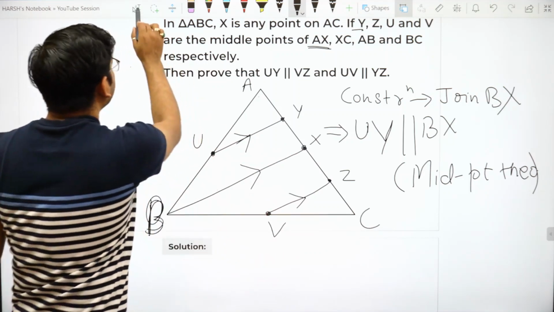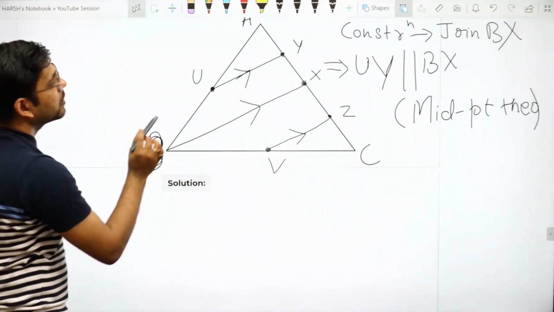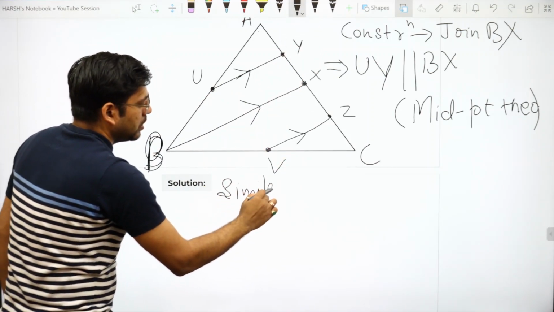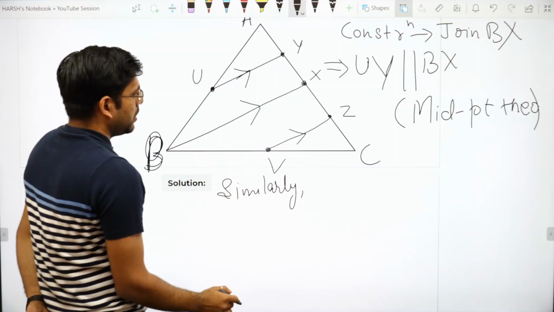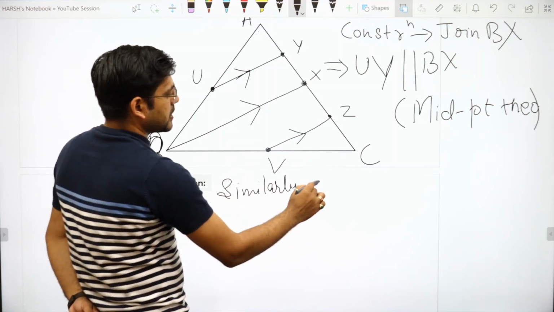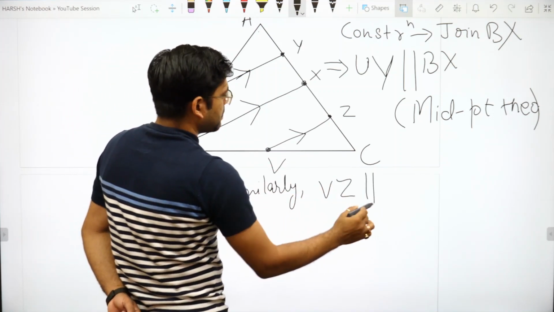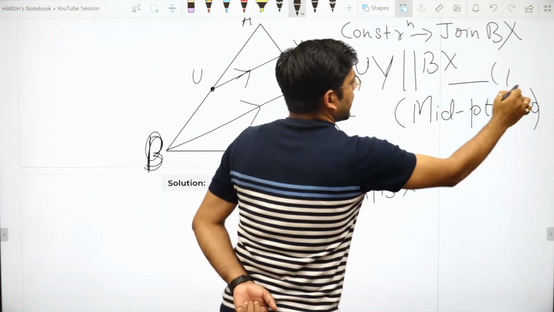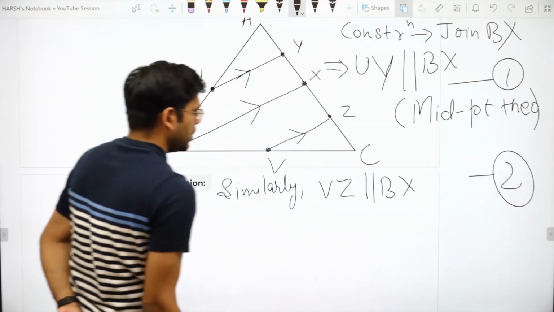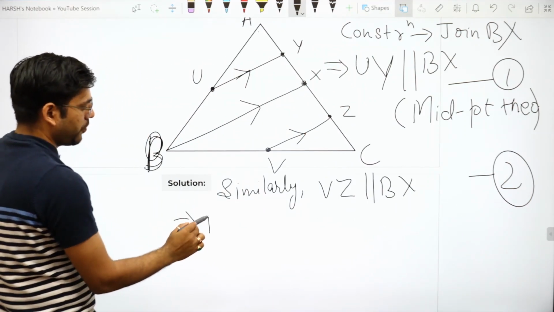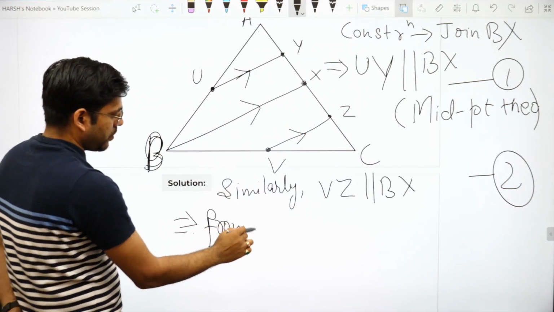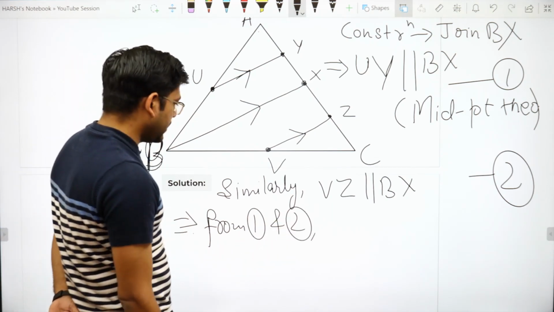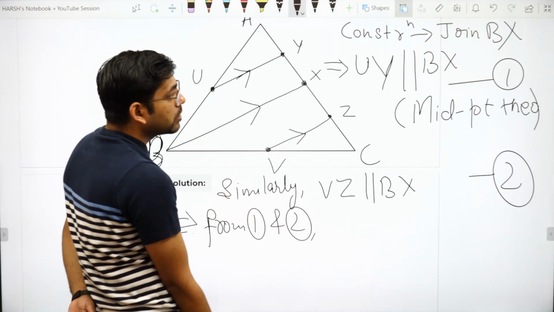So I'll write down here, similarly, VZ is parallel to BX. Assume this as first and this as second. So from first and second, what will I write?